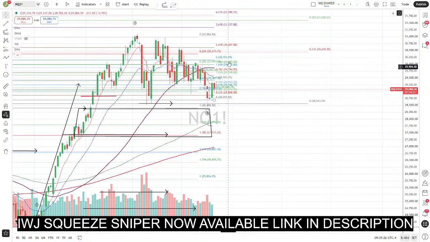They can sweep this low and regain it and still make a new high. But NASDAQ is much weaker in general than the ES, as far as structurally.